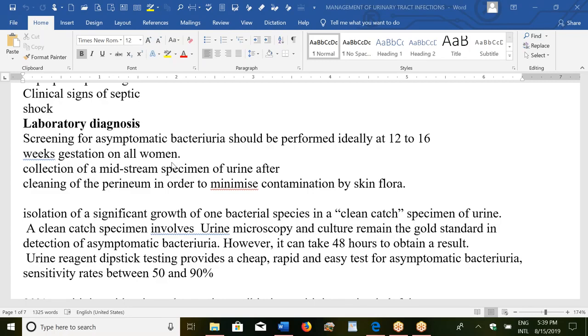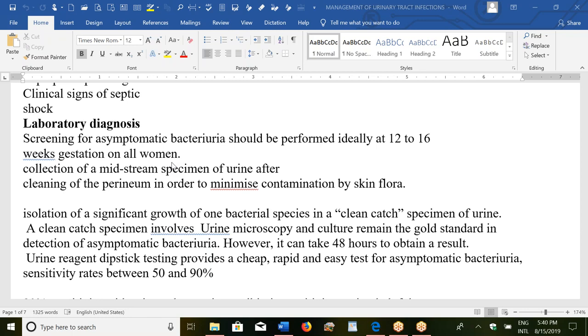So we have to counsel the patient that she should clean her perineum with water. Tap water is also good, and then she should give us a midstream urine specimen. So if we are able to isolate a significant growth of one bacterial species in a clean catch specimen of urine, like we collected after washing the perineum, then it should be sent for urine microscopy and culture. Culture is the gold standard in detection of asymptomatic bacteriuria.